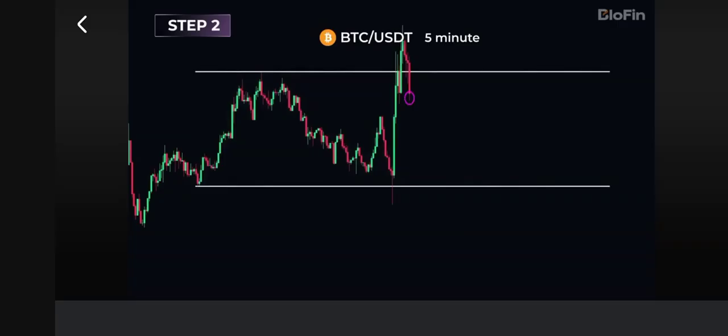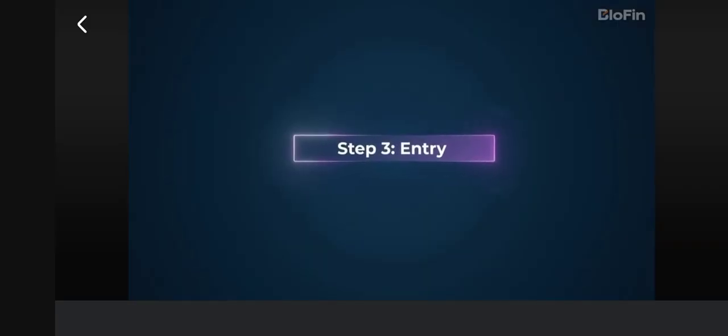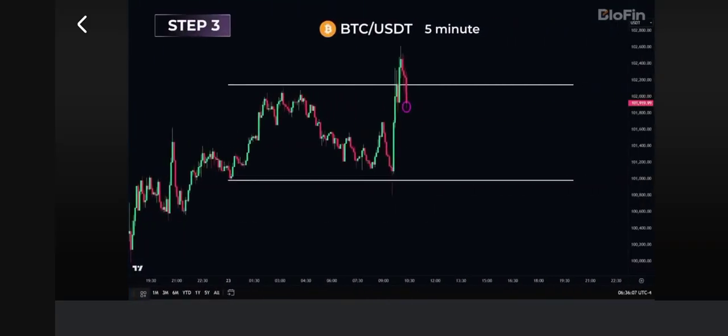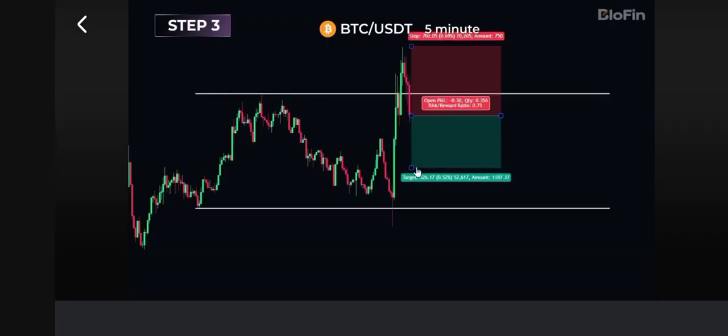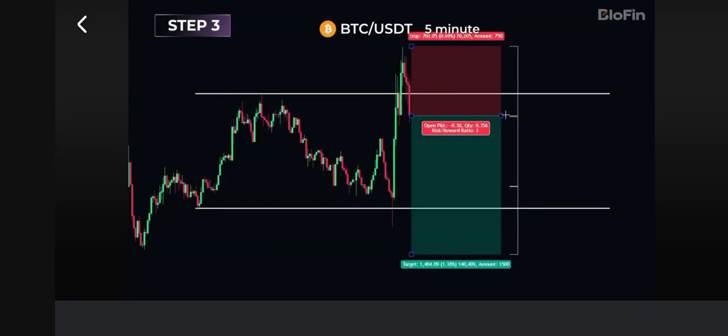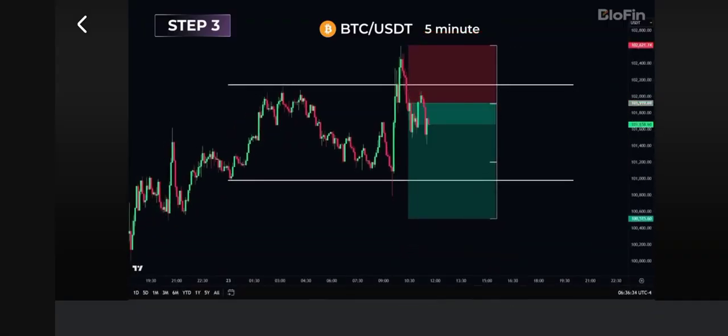Once that sequence plays out, we move to step 3, which is our entry. In this example, since price broke the range high, that's a signal to go short. For the stop loss, we place it at the exact high of the breakout move, and for the take profit, aim for at least 2 times the stop loss size. And here, price came down and hits the profit target.